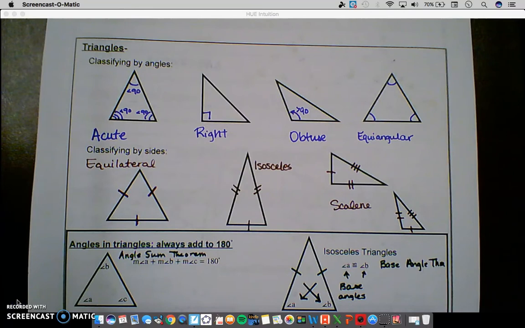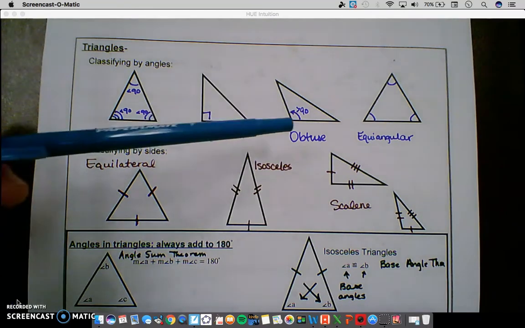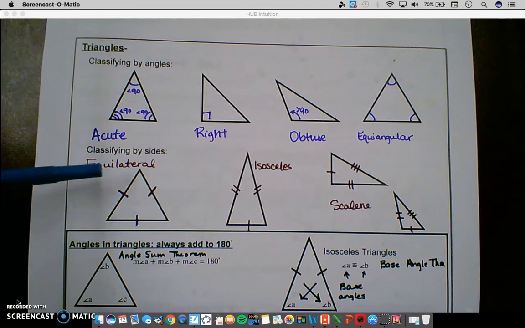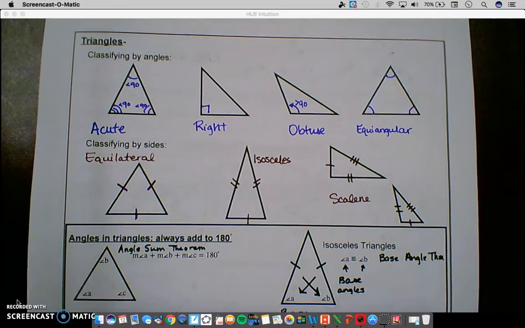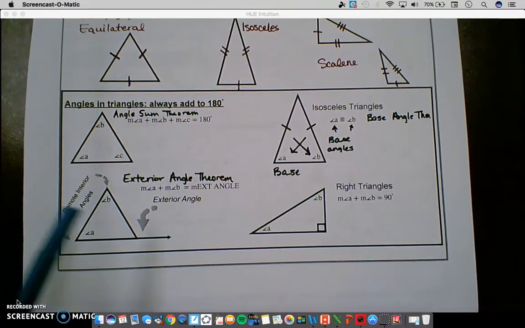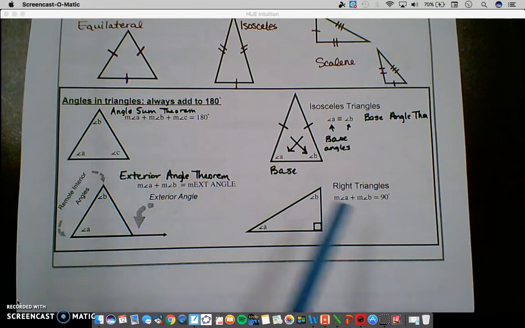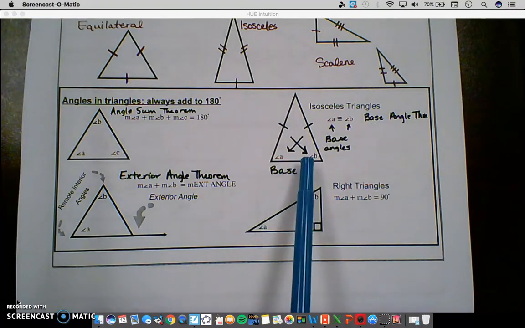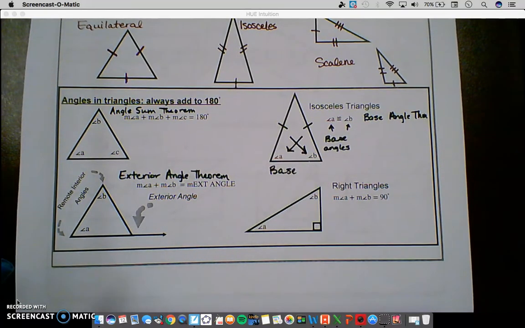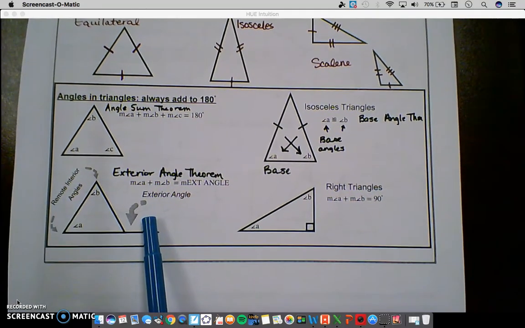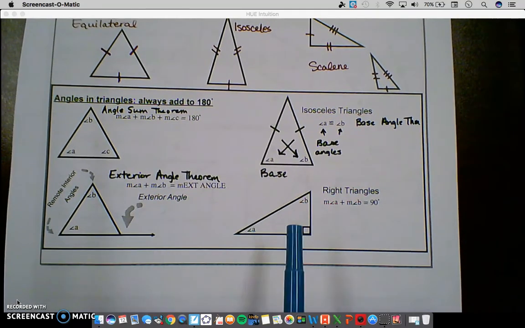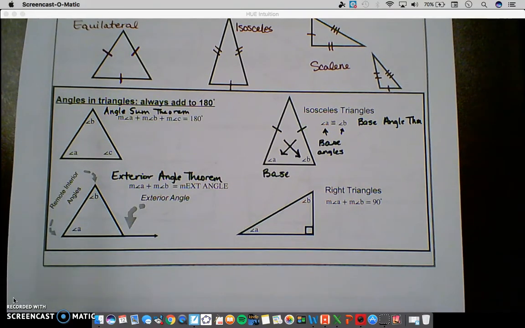Next, we have our classifications of triangles: acute, right, obtuse, and equiangular. Our side classifications are equilateral, isosceles, and scalene. We have our triangle theorems, our angle sum theorem that says all of them are supposed to add to 180. The base angle theorem that says the base angles of an isosceles triangle are congruent. The exterior angle theorem that says the 2 remote interior angles add together to give us that angle outside. And then the right triangle corollary, which says the 2 acute angles add to 90 degrees.